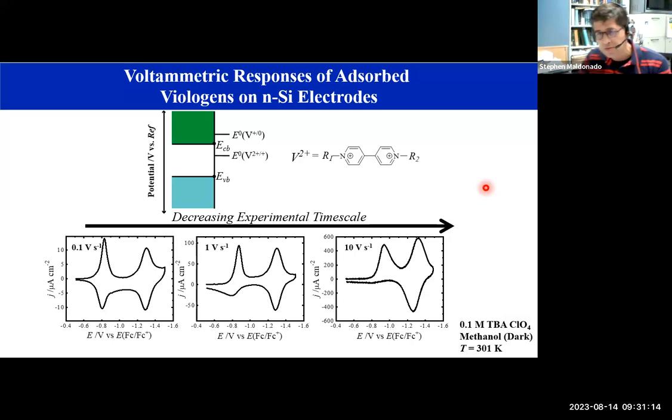Okay, so here are the types of data that I'm talking about. Here's an N-type silicon electrode. We're studying this in methanol. We're not shining any light on it, and we're using an inert electrolyte in the background, but we've stuck a viologen onto a surface that has nominally not enough defects for them to matter. And we acquire data that looks like this as a function of scan rate.